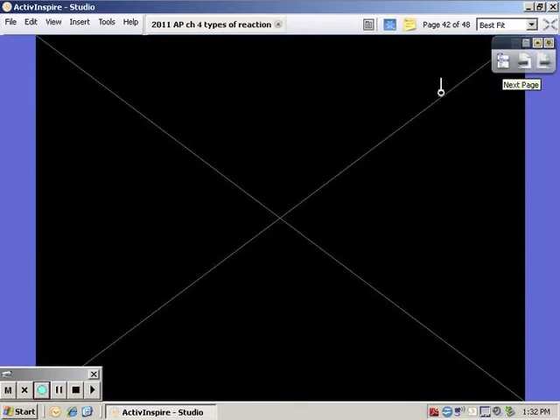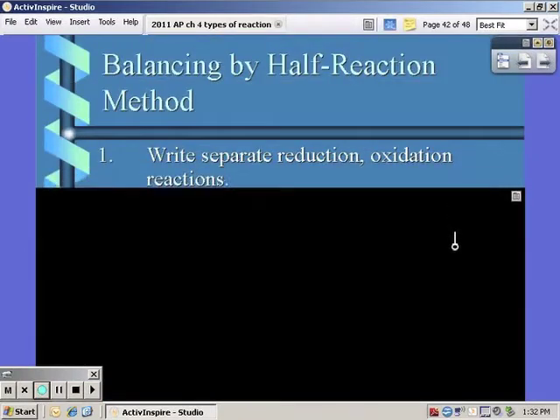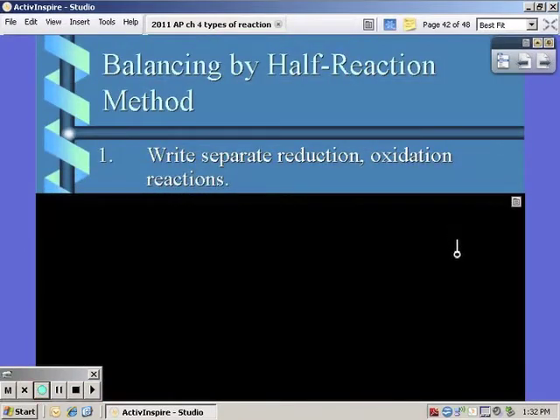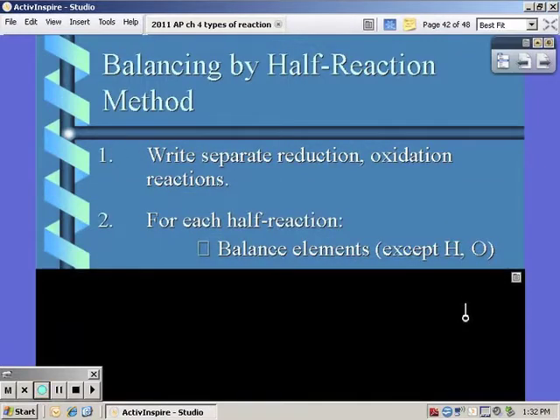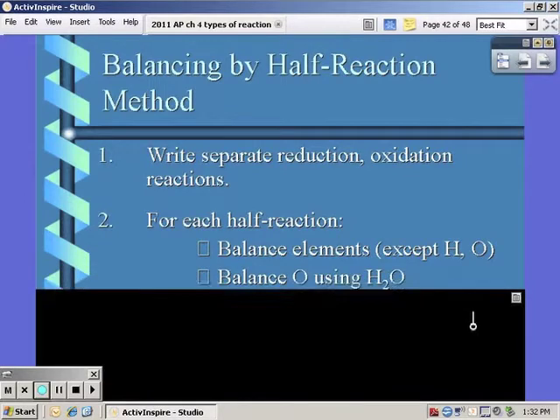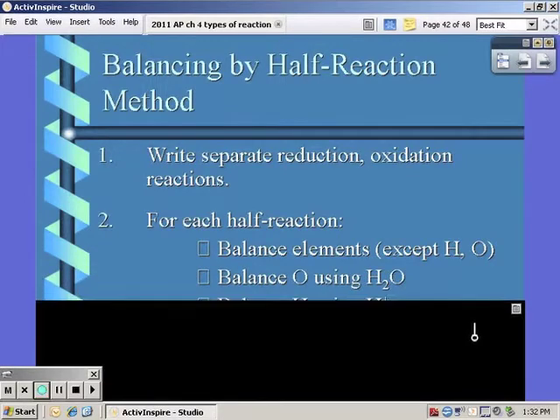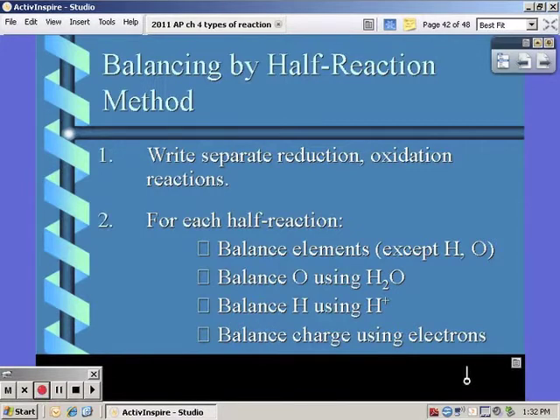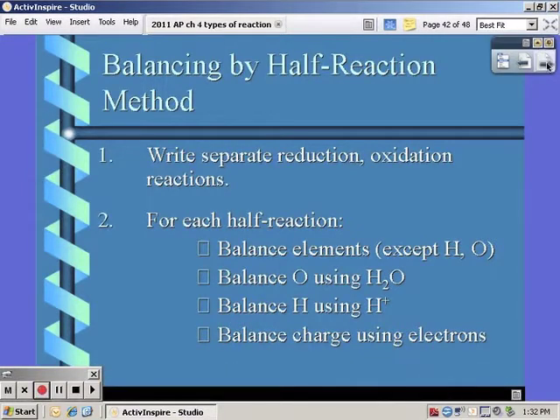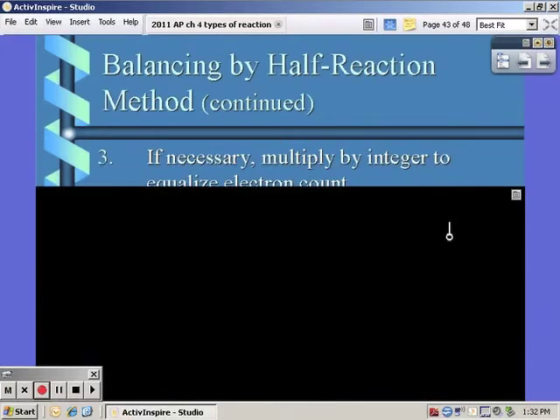Balancing redox reactions, we're going to be looking at acidic reactions to begin with. First, you need to write separate oxidation and reduction reactions. For each of those half reactions, we're going to balance elements other than hydrogen and oxygen, then balance oxygen by adding waters, balance hydrogen by adding hydrogen ions, and balance the charge by adding electrons.